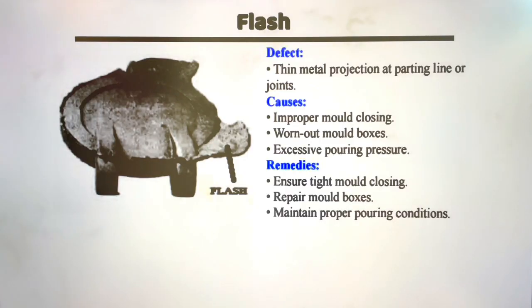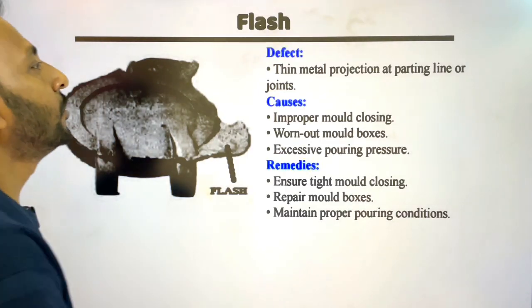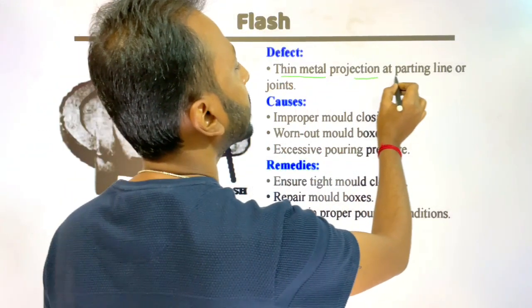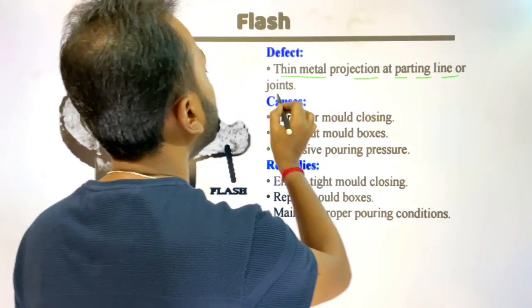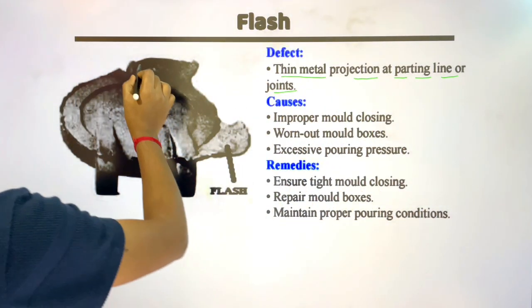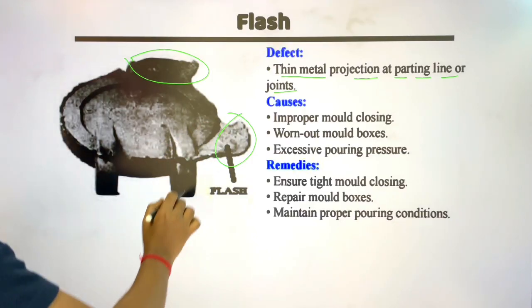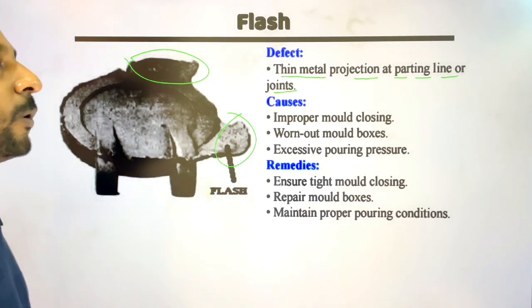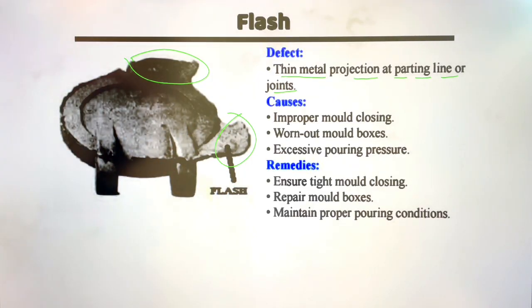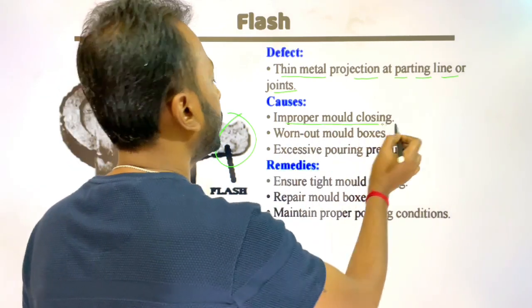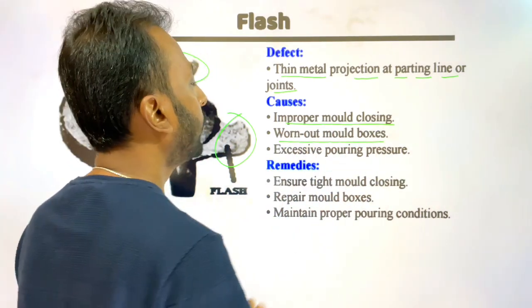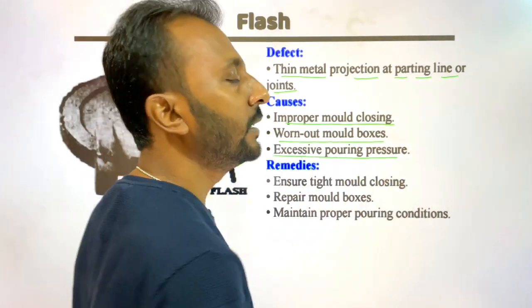The next and the last one is flash. Flash is a thin metal projection at parting line or joints. We can see this is the flash. The flash is the extended version of the metal casting. So what are the causes? Improper mold closing, worn out mold boxes, and excessive pouring pressure.